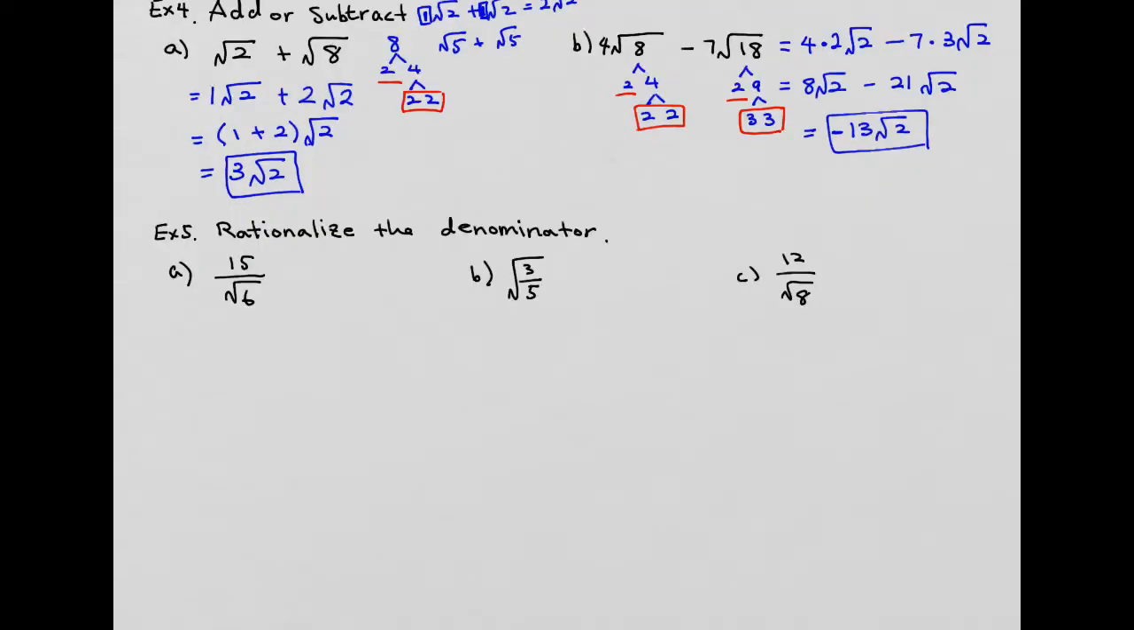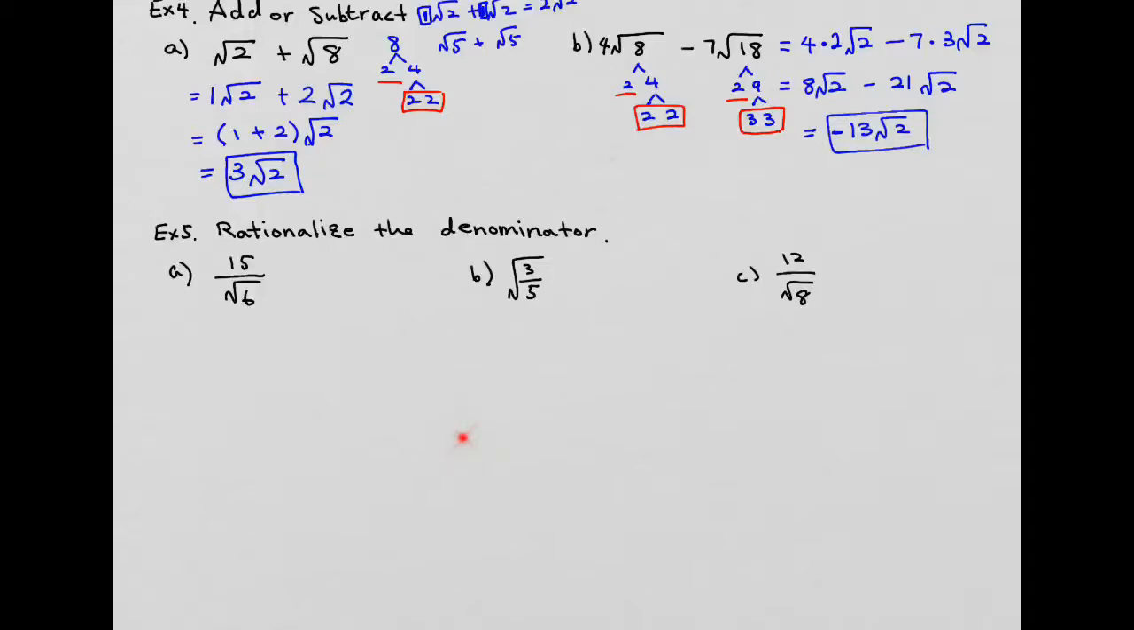Next example, we're going to see rationalizing the denominator. What does rationalizing mean? Rationalizing is getting rid of square roots from the denominator. So one of the rules on a fraction is you cannot have zero on the denominator, and you cannot have square roots, any roots, on the denominator of fractions. So if you're looking at this problem, you see square root of 6. So you want to get rid of this square root.